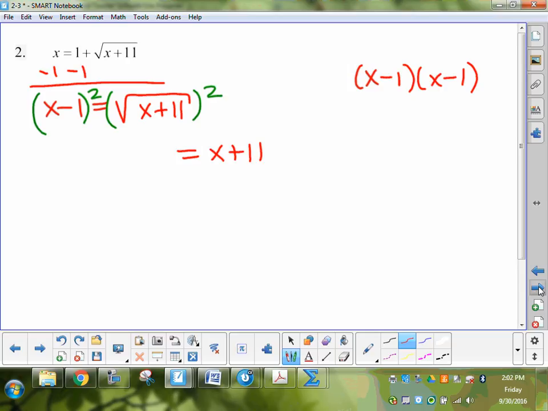Stephen, what's that going to be when you expand it out? x squared minus 2x plus 1. X squared minus 2x plus 1.